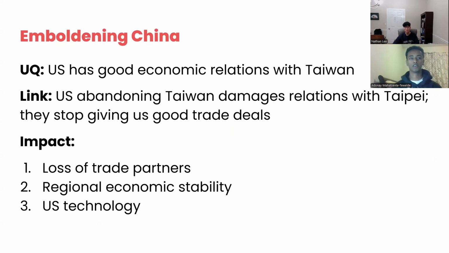And there's also a separate argument of just emboldening China. So this is more actor specific. It's just the idea that the US has good relations right now. US abandoning Taiwan damages relations. They stop giving us good trade deals and they turn towards China, which means that, for example, maybe they go for greater levels of blockades, or try to cut off access to technology as a whole. So I would implore you to look more into this scenario.